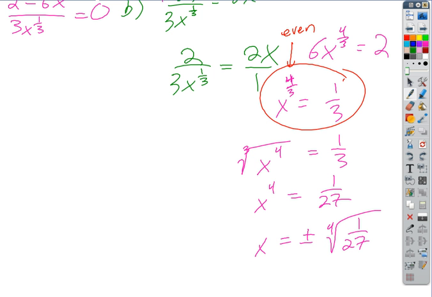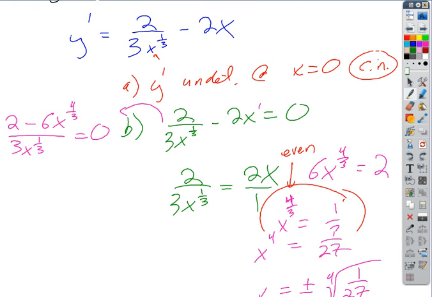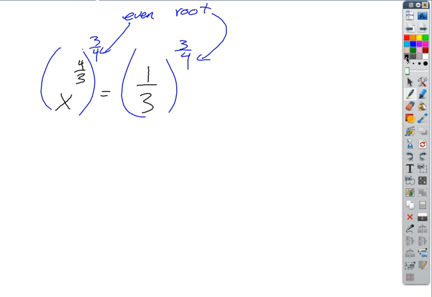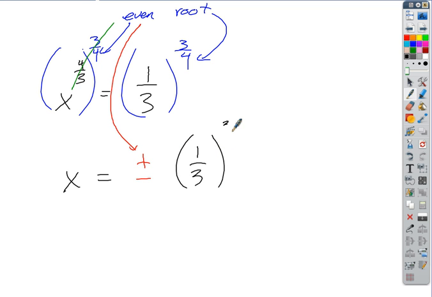That makes sense? If I take a power to a power, I multiply the exponents, and 4/3 times 3/4 is 1. So I'm going to get x equals plus or minus, because those are even, (1/3) to the 3/4. That's my answer. Okay. That's just going to give me some decimal. If I put that in the calculator, I'm just going to get a decimal. Yeah, you are. Less than 1. And what is it roughly if I put it in the calculator? I'm just kind of curious. Plus or minus roughly what?